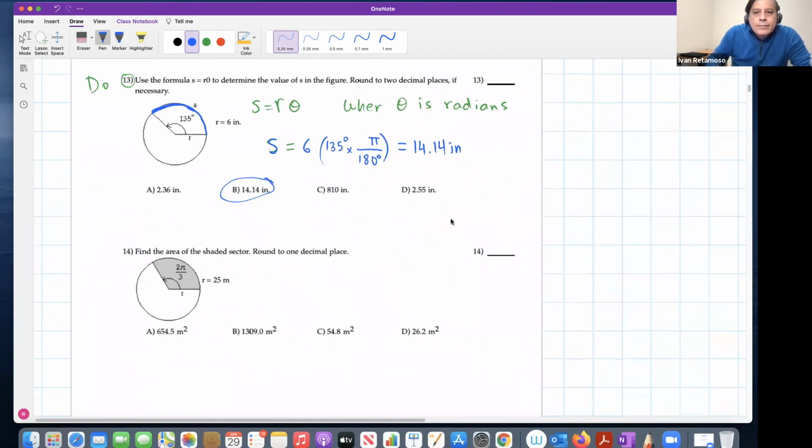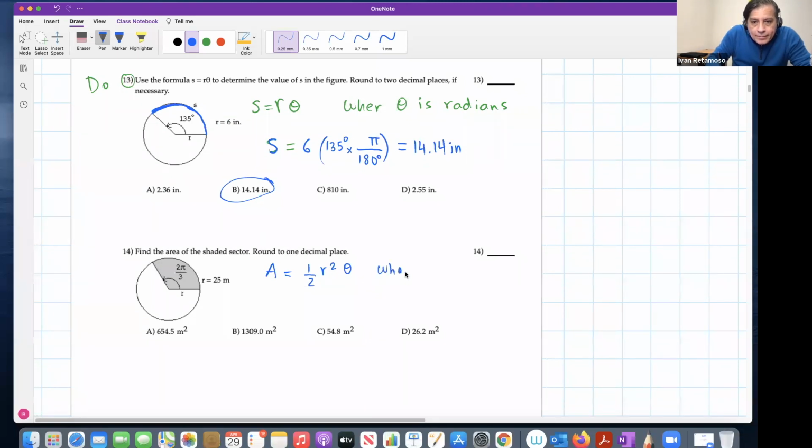Next, application to compute the area of sectors. Think of this as a slice of pizza, and the goal is to compute the area of the slice. They are not giving you the formula, so make sure that you have this formula available. Not S, A now, the area formula. The area of a sector, I know it by heart, is 1/2 R squared times theta.